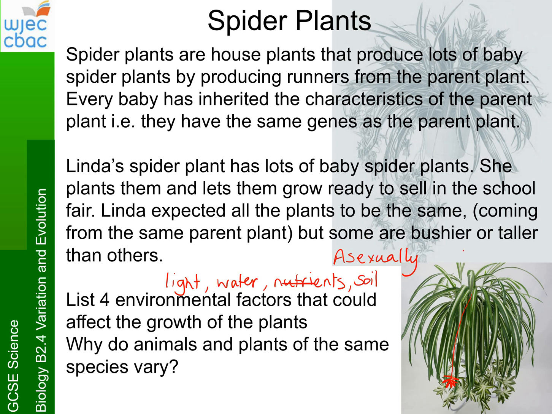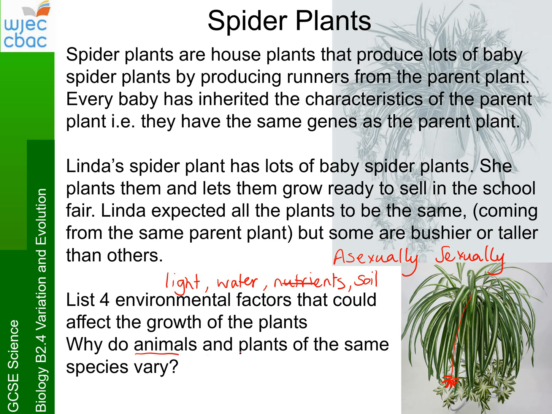Now, spider plants also can produce flowers. And when they produce flowers, the flowers will have male and female sex organs inside them, the stamens and the carpels. The stamens produce the male sex cell, the pollen, and the carpels produce the female sex cell, the ovules. And so spider plants can also reproduce sexually, just like animals can.